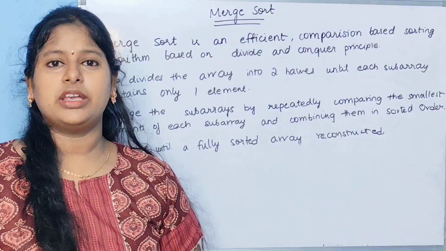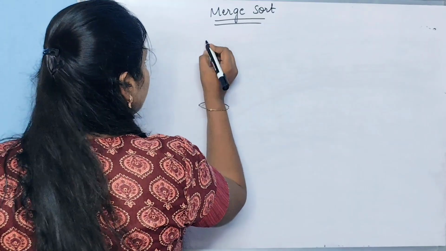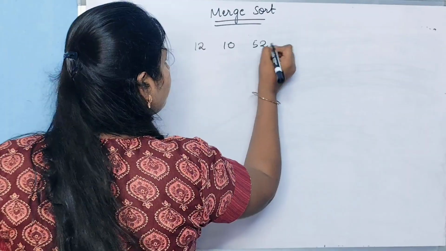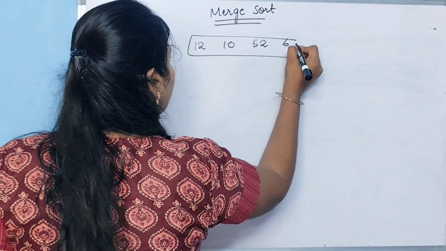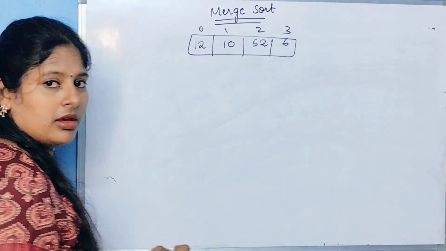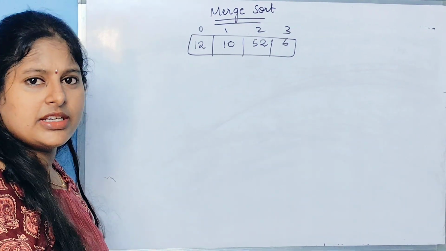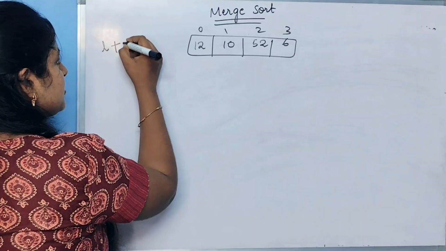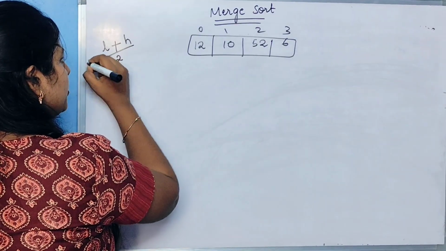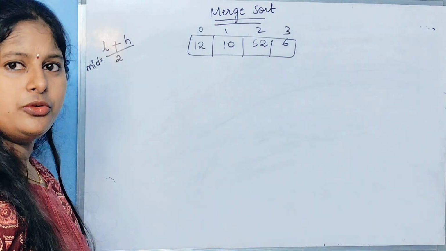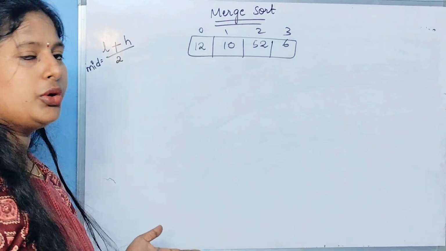Now we'll see the working of merge sort. Suppose my elements are 12, 10, 52 and 6. I have 4 elements in my array. Okay. Now, how do I divide this into halves? I will use a formula: lower index plus higher index divided by 2. That is the mid value. I should find the mid value first, then divide into two halves.